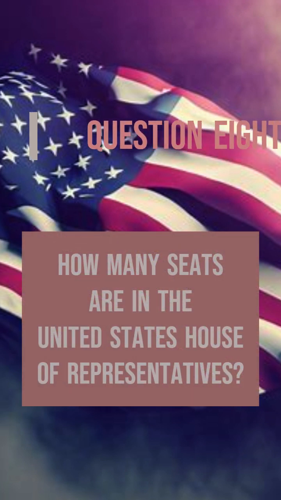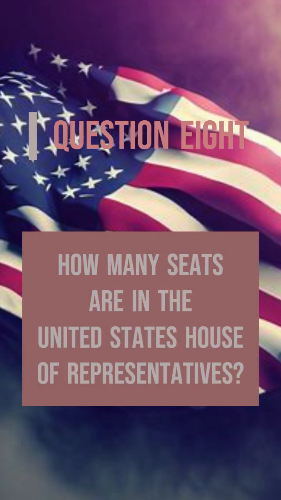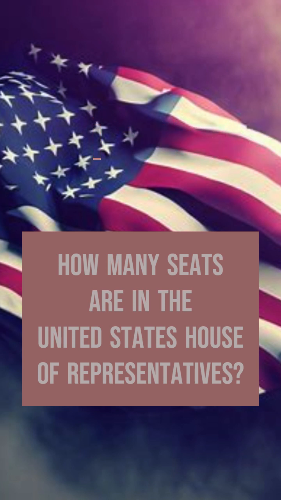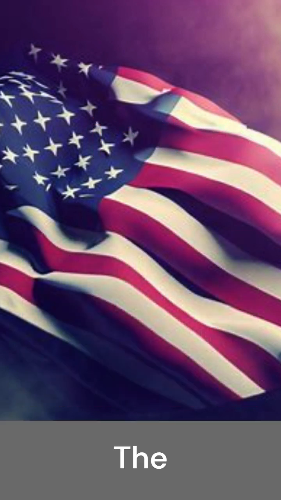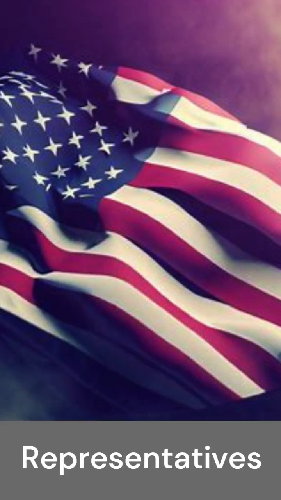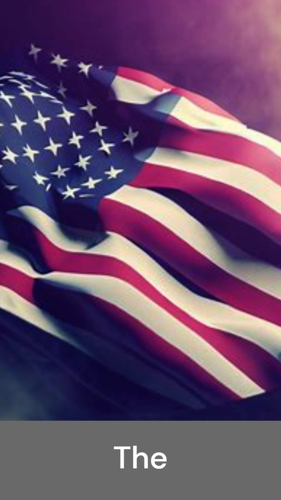How many seats are in the United States House of Representatives? The United States House of Representatives currently has 435 seats. The number of seats in the House of Representatives is based on a proportional representation system, with each state being allocated a certain number of seats based on its population.